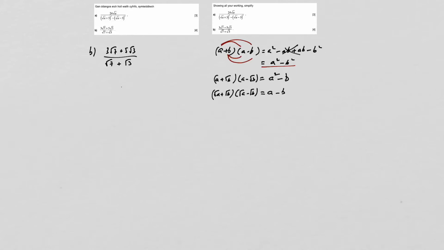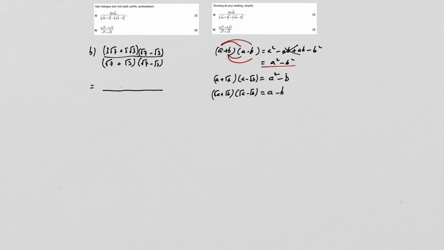So, going back to the question, the denominator needs to be multiplied by root 7 minus root 3 in order to get our difference of two squares. And as always with a fraction, if we times the bottom by something, we have to times the top by the same thing so that it stays the same. So what does this equal? Well, on the bottom, strictly speaking, we ought to put brackets there, and it will help us not to make a mistake.